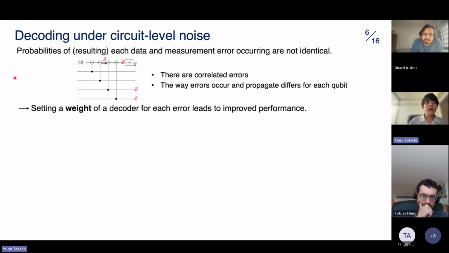In the case of circuit level noise, the probabilities of data and measurement errors occurring are not identical, because there are correlated errors, and the way errors occur and propagate differs for each qubit. So setting a weight of a decoder, which is one of the parameters in the decoder, for each error leads to improved performance.